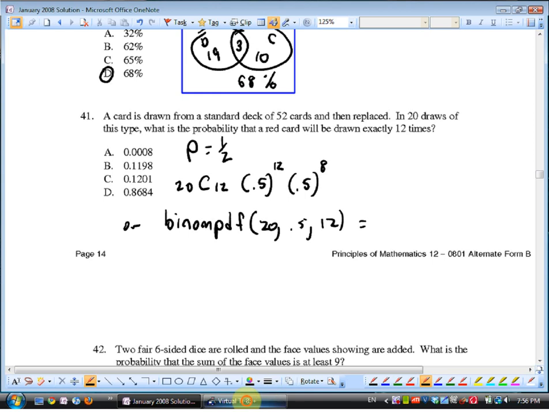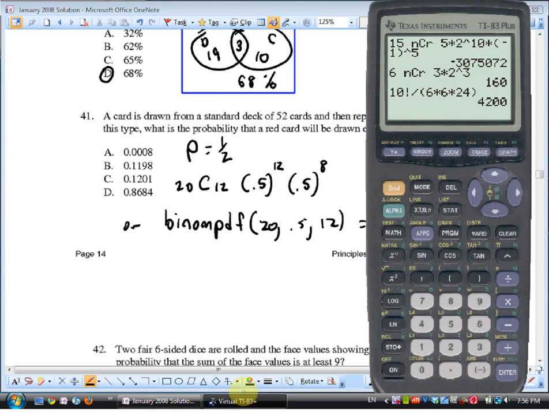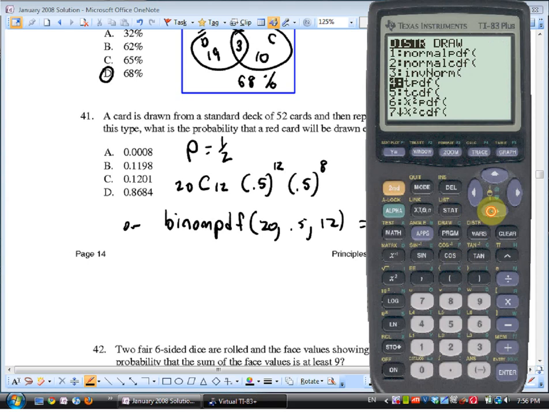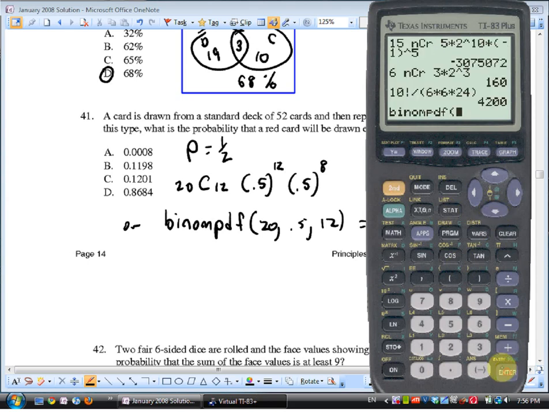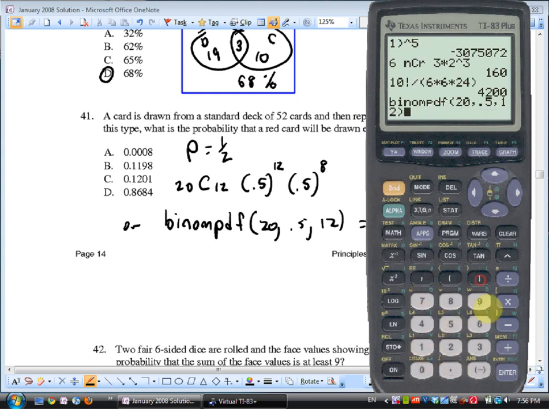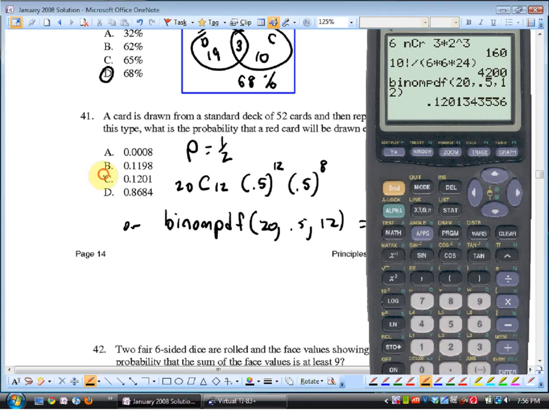20, 0.5, 12. This is sneaky, and I know I've said to you, card questions aren't binomial. They're buckets. This card question, though, is unique because you're not hanging on to the card each time. You're putting it back in the deck and reshuffling, so the odds never change. A fancy word for that, of course, is the trials are independent. 20, 0.5, 12. 0.1201. The answer is C.